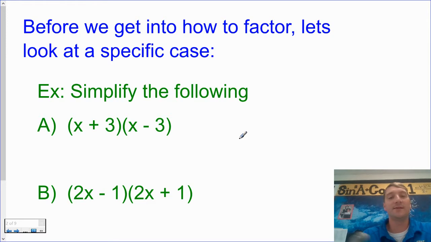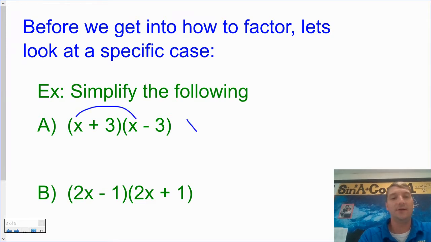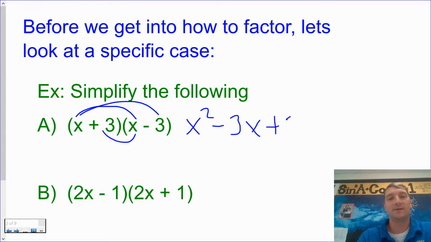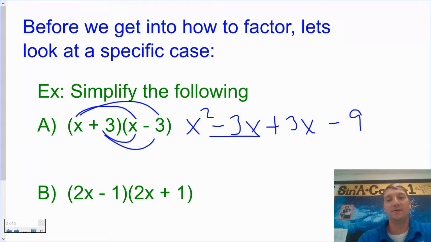But if I was to break this down on our own, we would remember that we have to do x times x. That's going to give me an x squared. X times a negative 3 is minus 3x. 3 times x is plus 3x. And then 3 times negative 3 gives you a minus 9. Whenever we've done this, we've looked here and combined like terms. Well, negative 3x plus 3x cancels. So then my final answer is x squared minus 9.